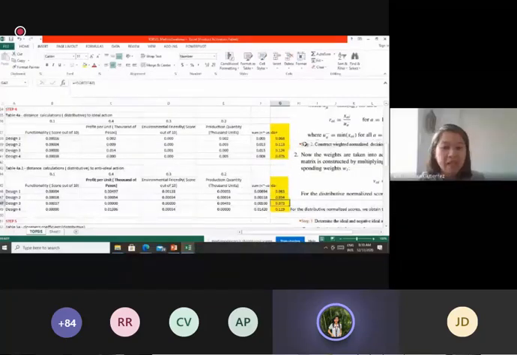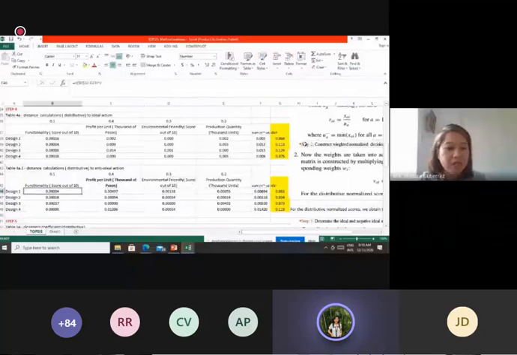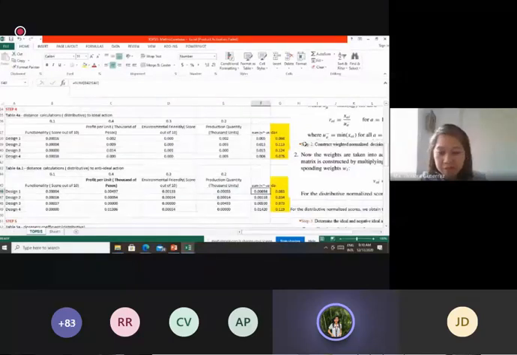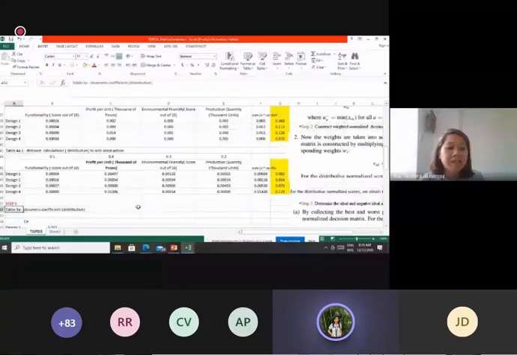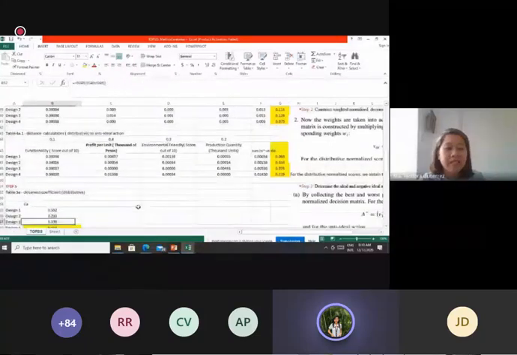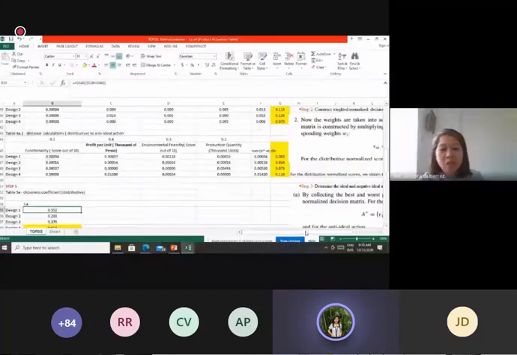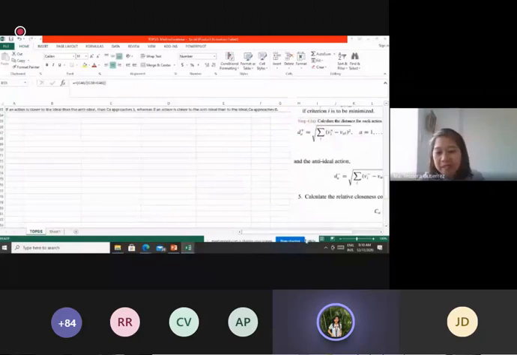Okay, and then likewise in the anti-ideal, you get the summation of your distance calculation for the anti-ideal value for each alternative. When you get the square root, you've got 0.083 and 0.034. Alright, and the last step for the TOPSIS is to calculate the relative closeness coefficient. You will get the ratio of your anti-ideal over your summation of ideal and anti-ideal. So this is the formula for the last step in the TOPSIS.